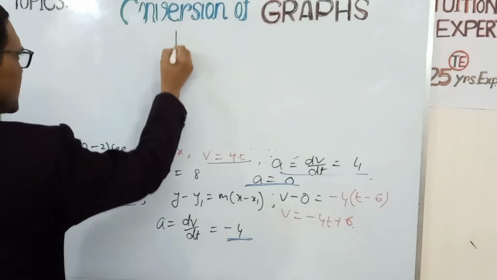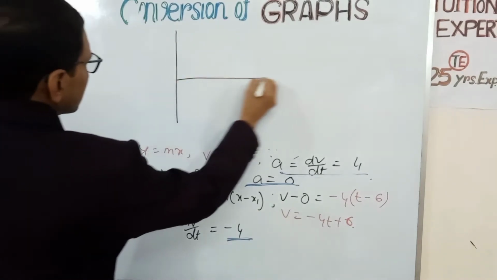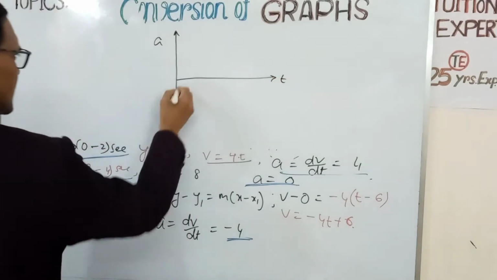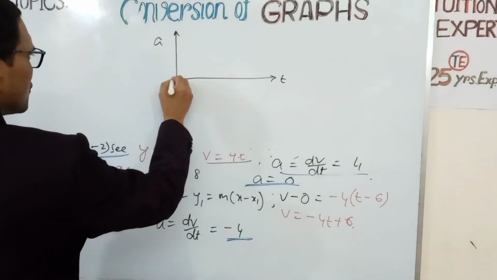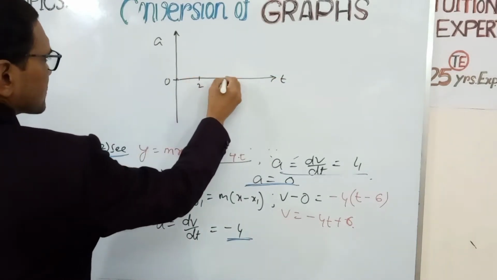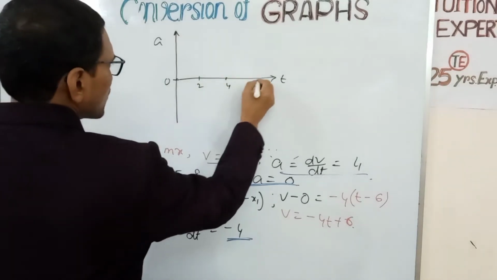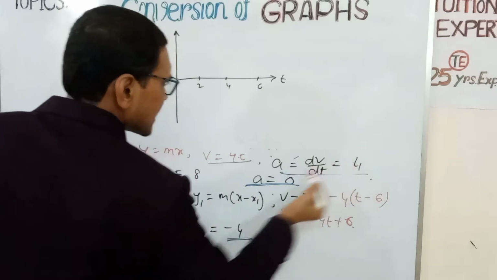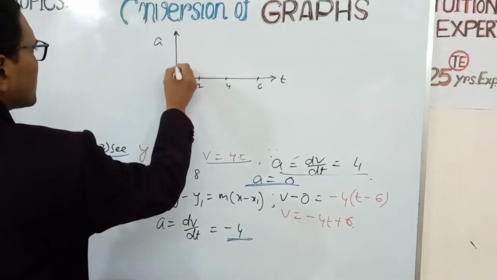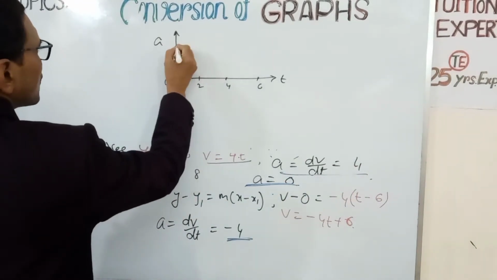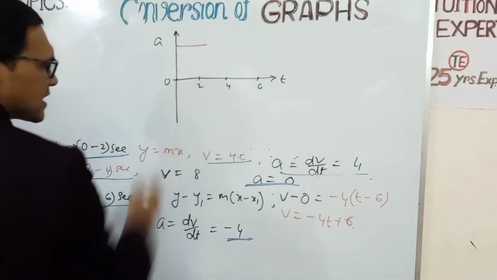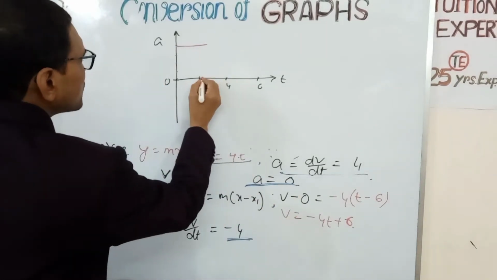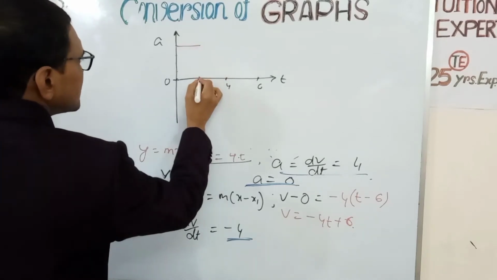AT graph will be, suppose this is A, this is T, with negative side too. The time slots are 0 to 2, 2 to 4, 4 to 6. Now 0 to 2, what is the acceleration? Acceleration equal to 4, so 1, 2, 3, 4. So this is 4, this is acceleration, and in the 2 to 4 gap acceleration is 0.